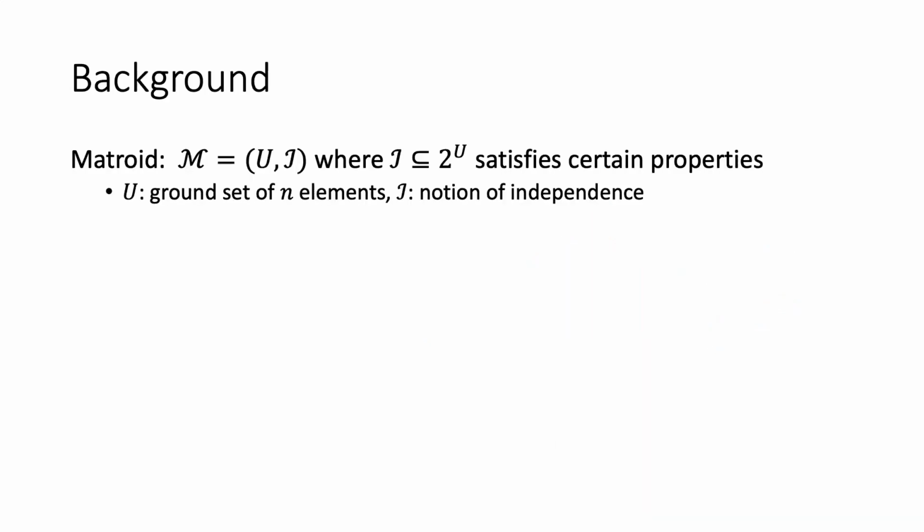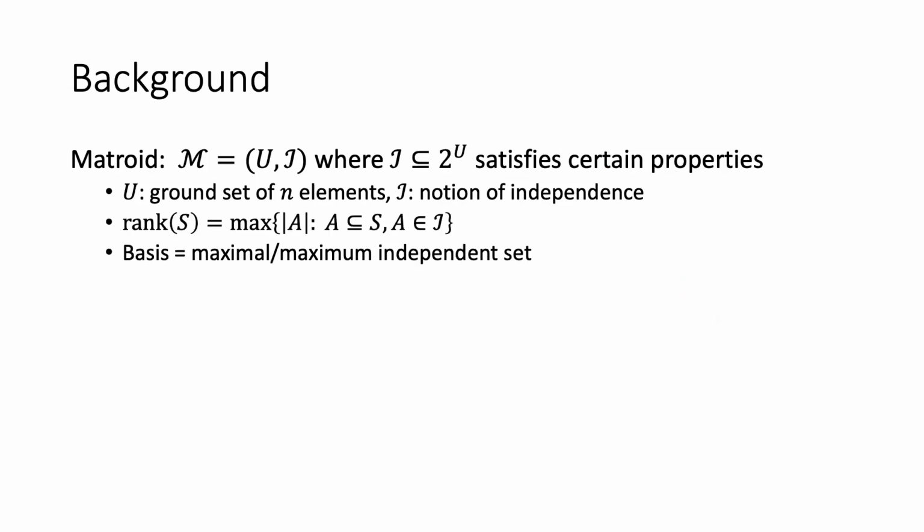Okay, so now let me define what a matroid is. The matroid M is defined over a ground set U of n elements, and it carries a certain notion of independence I over the subsets of the ground set. So we have a family I of independent sets, which has to satisfy a certain property, but I'll ignore that for the purpose of this talk. We'll be using the following two definitions. The rank of a set S is defined as the size of the maximum independent subset of S. And a basis of a matroid, or a basis of a set, is simply a maximal independent set.